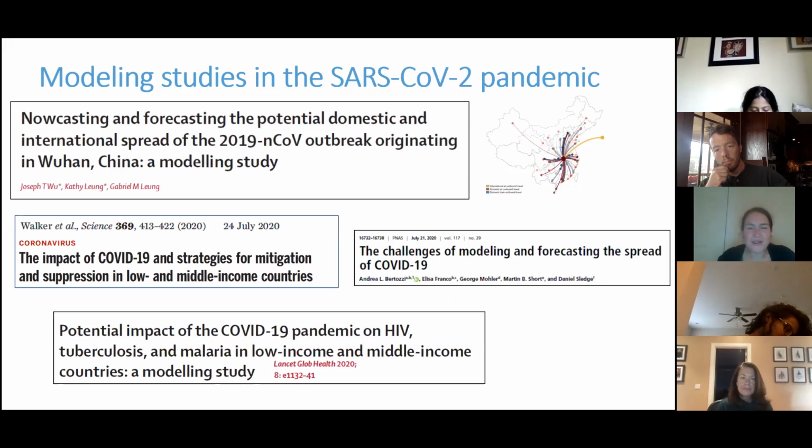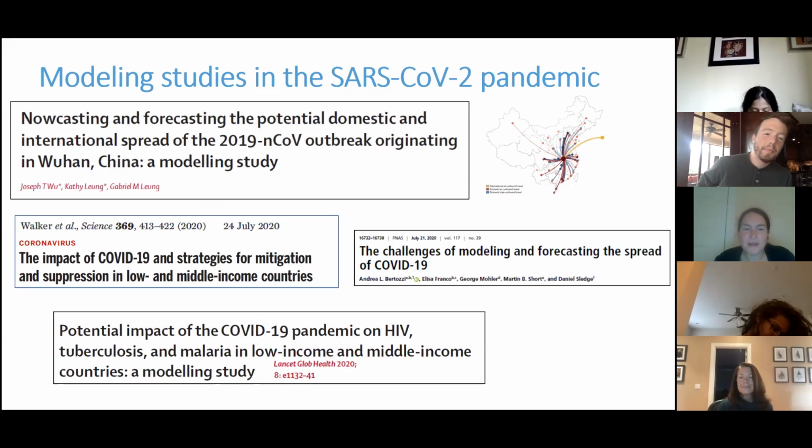Handful of other modeling papers, they're everywhere you look. There's sort of a deluge of modeling papers, some of them very, again, high profile, important papers that are helping us to understand where we are, where we're going, what's happening, and what we can do in the current pandemic.